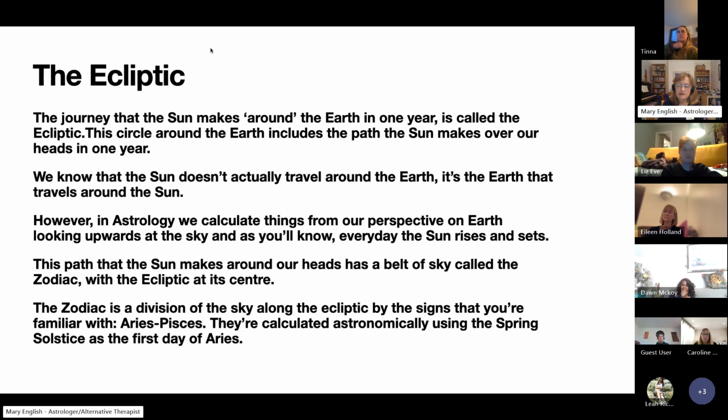And as you'll know, every day the sun rises and sets. This path that the sun makes around our heads has a belt of sky called the zodiac, with the ecliptic at its centre. And the zodiac is a division of the sky along that ecliptic by the signs that you're familiar with, Aries to Pisces. They're calculated astronomically using the spring solstice as the first day of Aries.